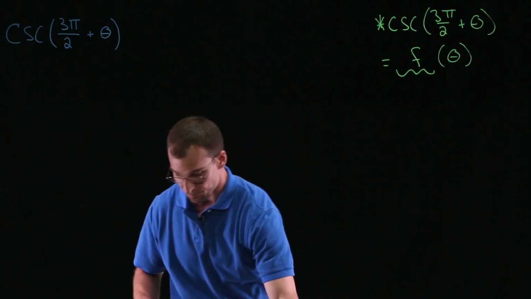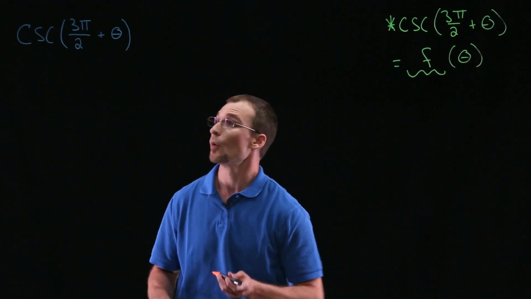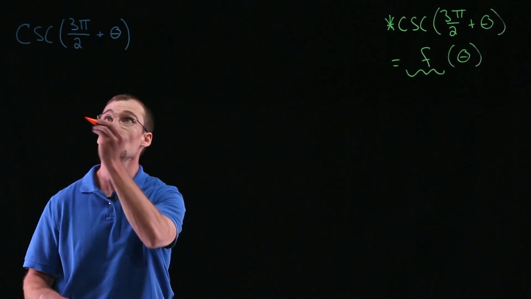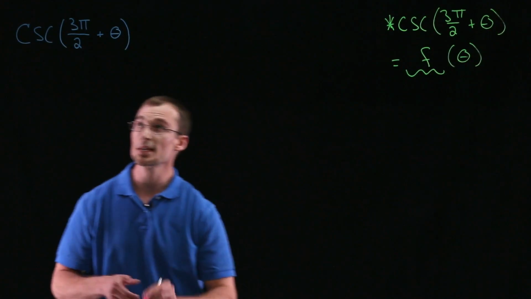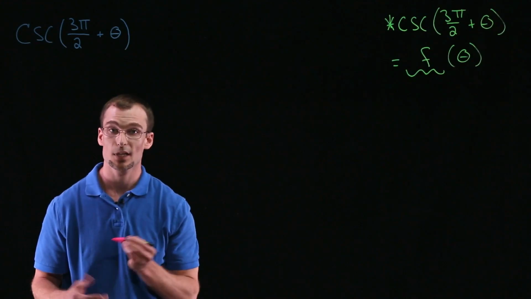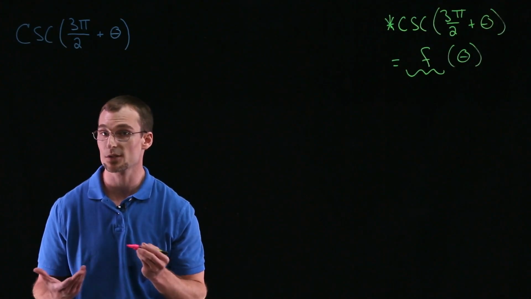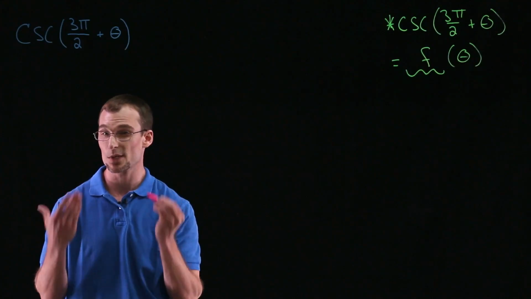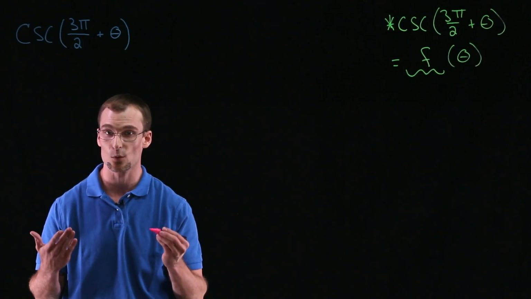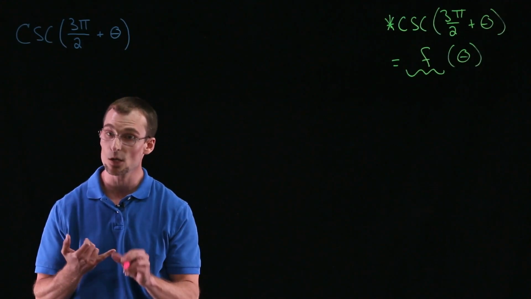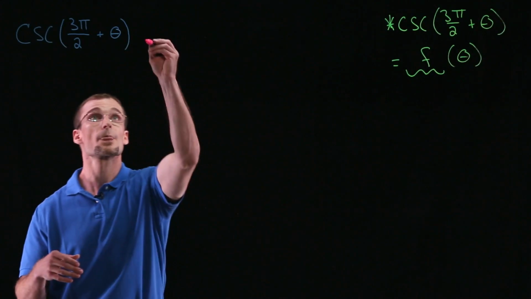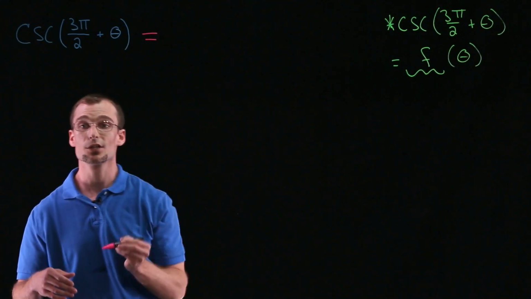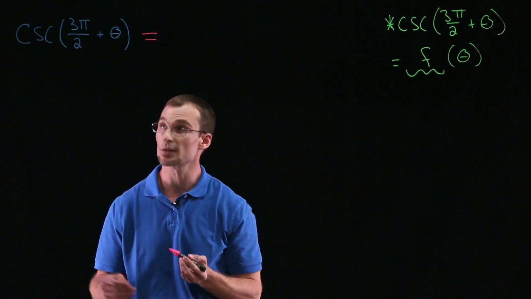So taking a look at this, what we have is cosecant of 3 pi over 2 plus theta. Now, we see a sum of two angles inside of the trig function, and we know we have these sum and difference formulas. But we don't have sum and difference formulas for the reciprocal functions, namely cosecant, cotangent, or secant. So what we do from here is just note exactly what it is.